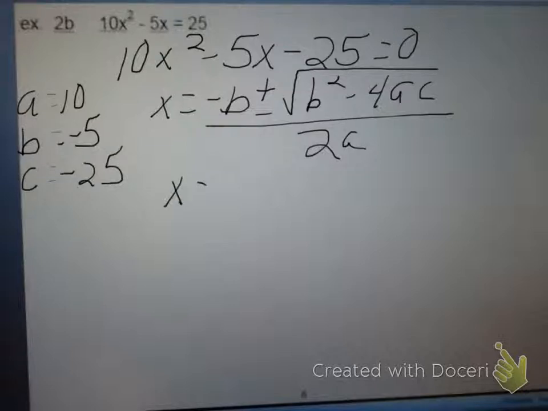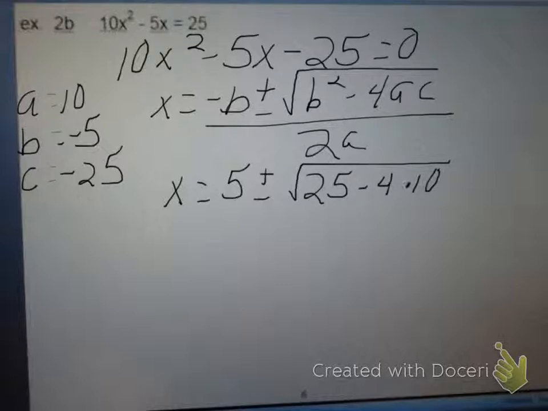So that's x is equal to a negative 5 turns into a positive 5, plus or minus b squared, that's negative 5 squared, which is a positive 25, minus 4 times 10 times a negative 25, all over 2 times a. A is 10, so 2 times 10 is 20.